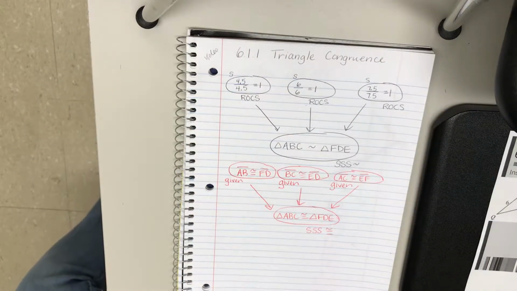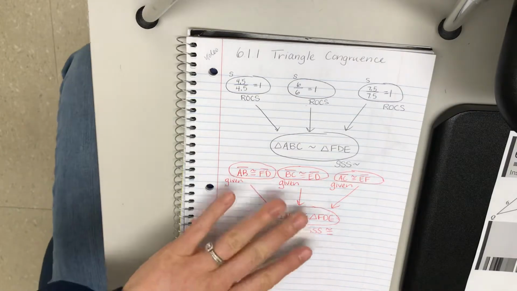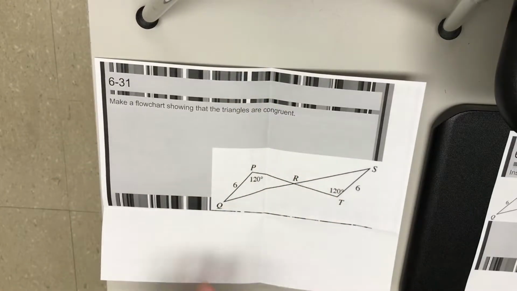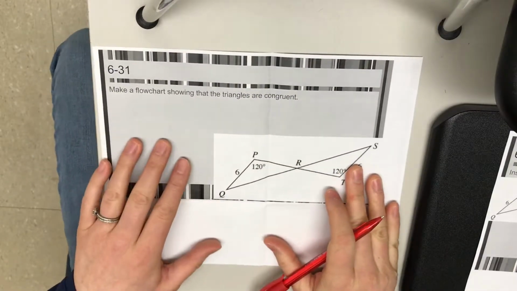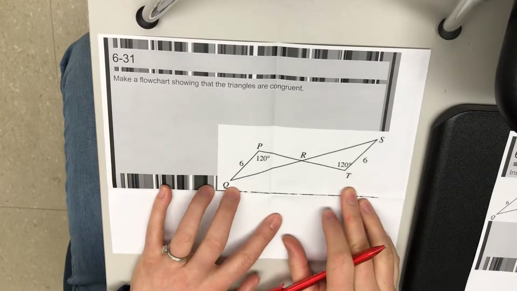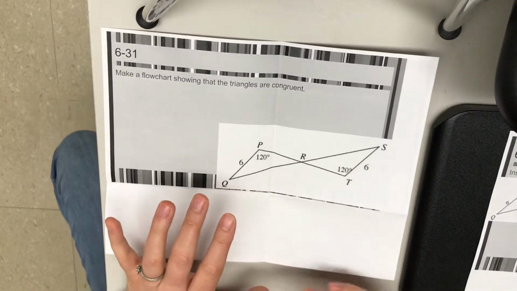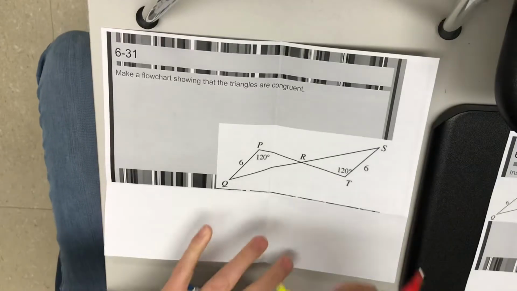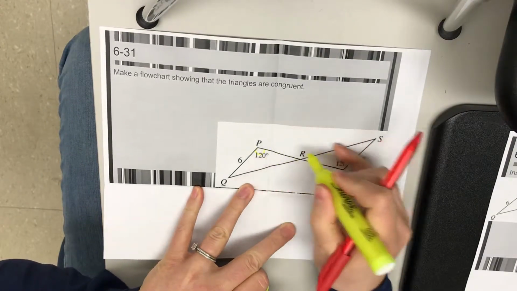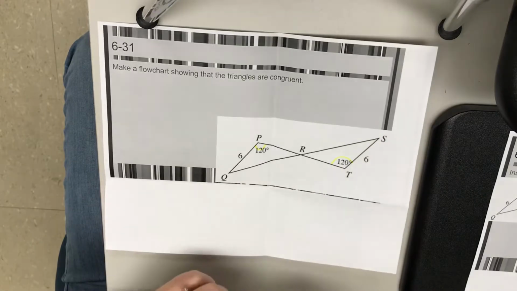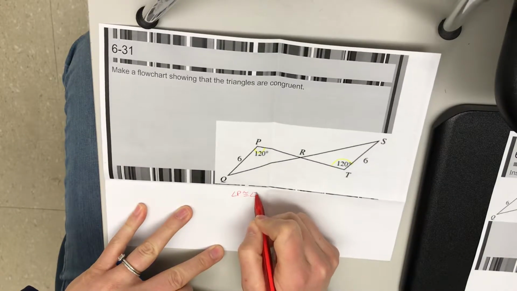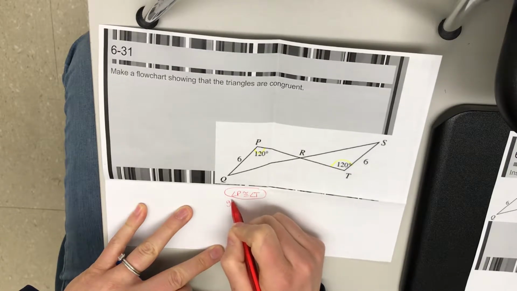Okay, now the next thing I want to do is use that same idea of a flowchart, but with a different set of triangles. We haven't seen this one yet. This is 6-31. If I'm going to make a flowchart here, I better pay attention to what kind of information I know. And I can see pretty clearly that angle P and angle T are equal. Angle P and angle T are equal, and that's given. Angle P, congruent, angle T. I didn't have to do any work, given.